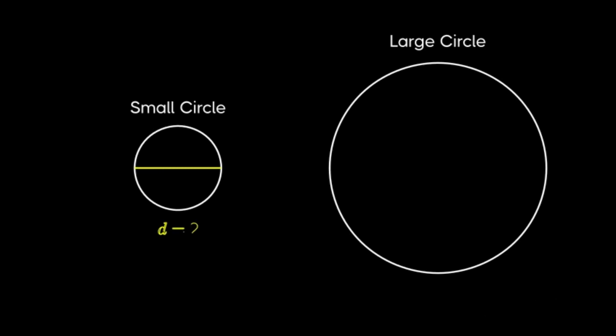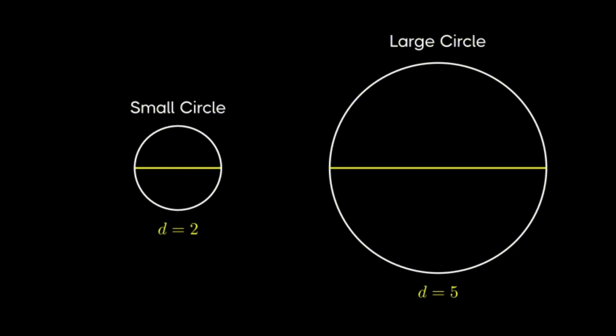Our small circle has a radius of 1 unit, so its diameter is 2 units. Remember, the diameter is always twice the radius. Our large circle has a radius of 2.5 units, which means its diameter is 5 units. Notice how the diameter is simply twice the radius. This relationship is true for every circle.